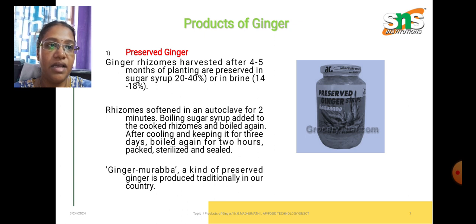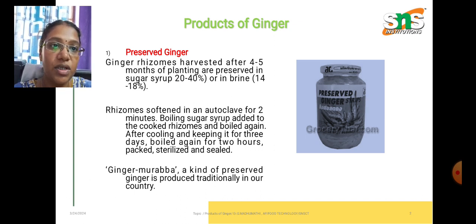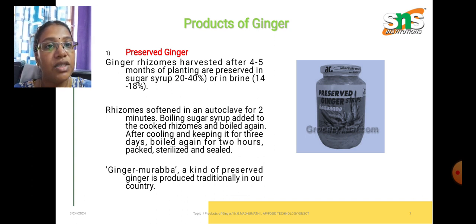We may think of it. So ginger rhizomes are harvested after 4 to 5 months of planting and are preserved in sugar syrup at 20 to 40% or in brine syrup at 14 to 18%. The rhizomes are softened in an autoclave for 2 minutes. Then boiling sugar syrup is added to the cooked rhizomes and boiled again. After cooling down, they keep it for 3 days and then boil again for 2 hours, pack, sterilize and seal.